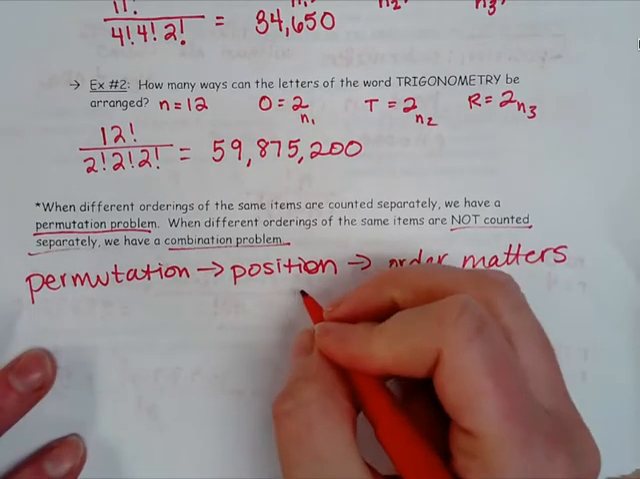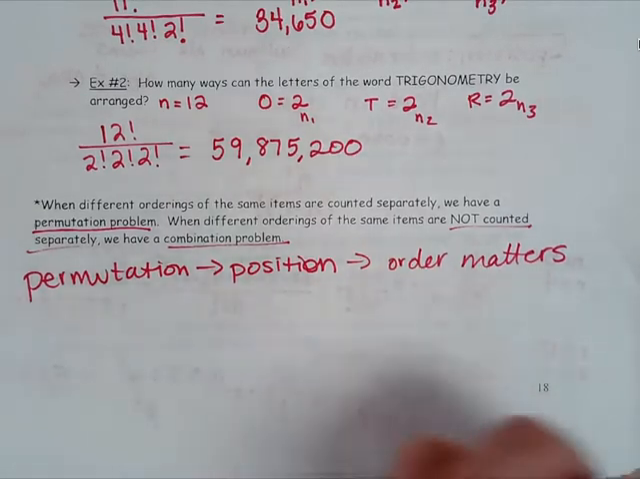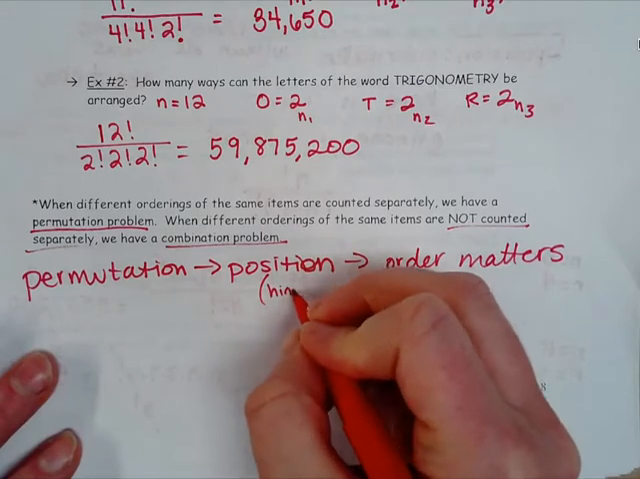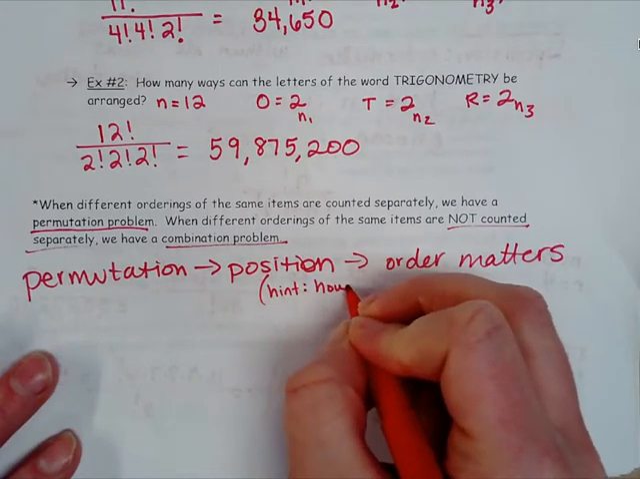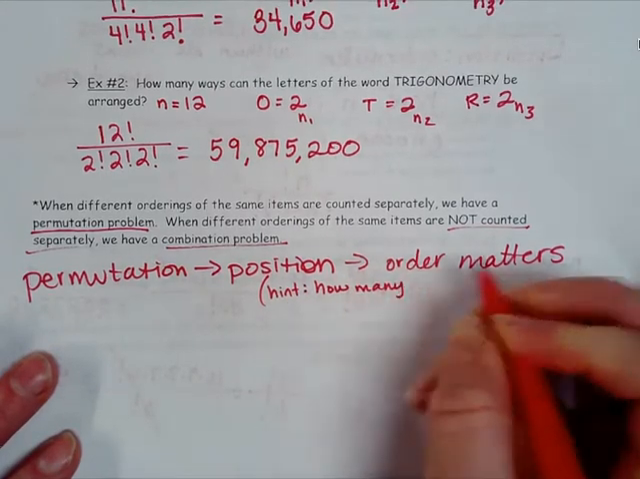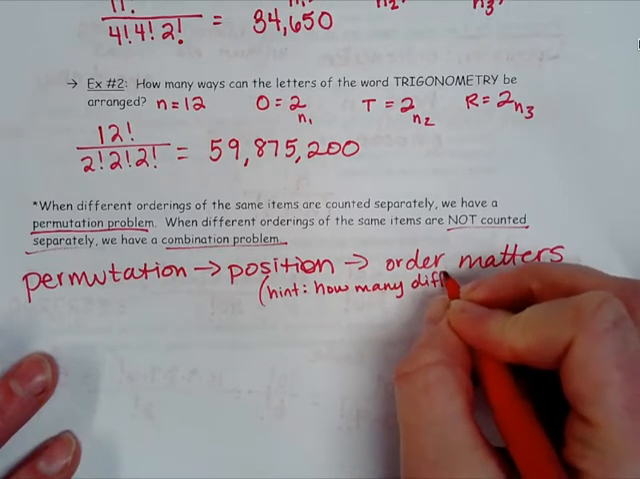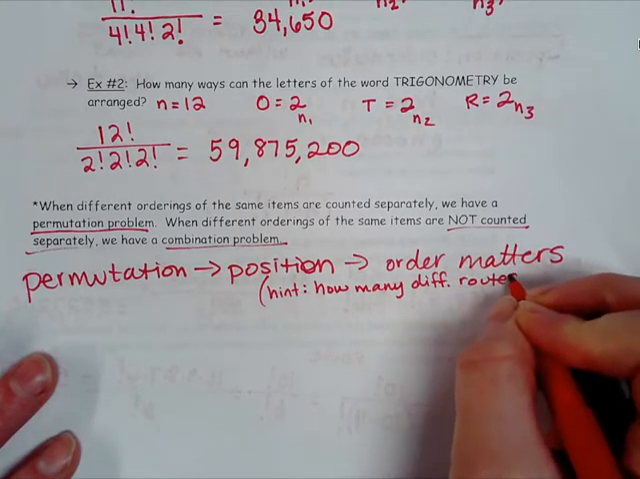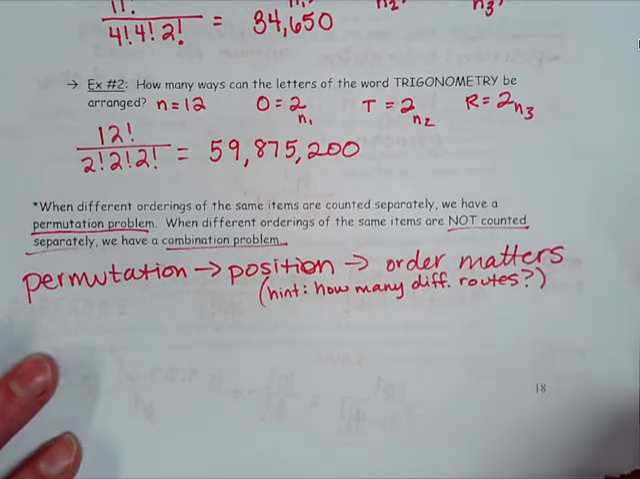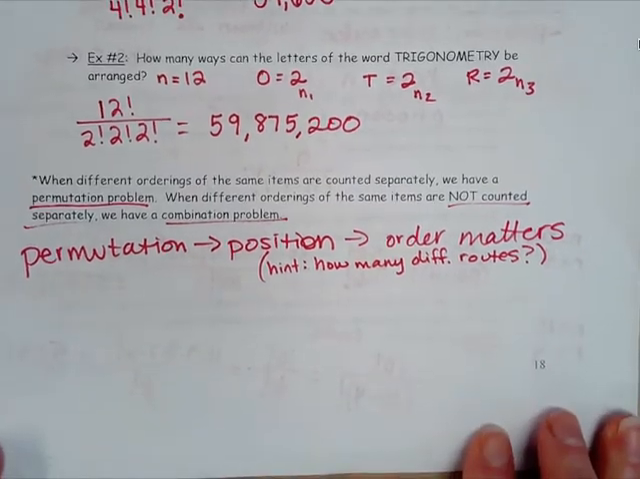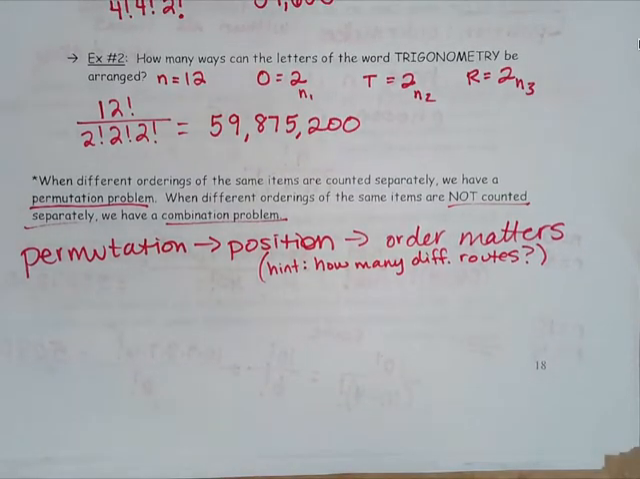So it's the traveling salesman problem. How many different routes? A hint on problems like this would be how many different routes, or arrangements? Or the keyword would be routes. So the position matters, order matters.